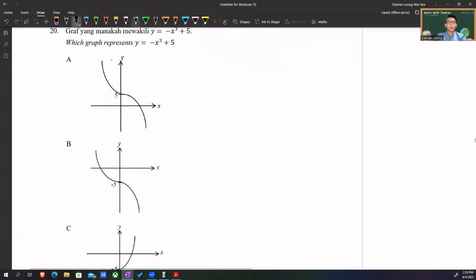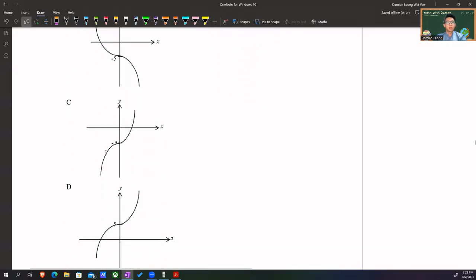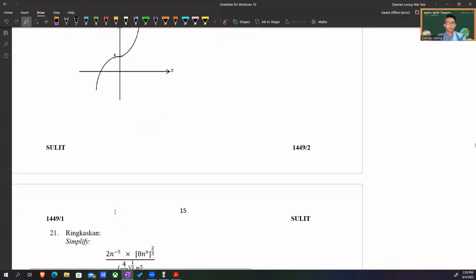Question 20. Which graph represents negative x cubed plus 5? So negative x cubed plus 5. x cubed, without the x squared and x, it will basically be like this. Yeah. When it's negative, going downwards. When it's positive, then it goes up like that. See the constant will always be the y-intercept. So y-intercept should be 5, not -5. So it must be the A. Okay, it cannot be C and D because it's not going up, it's going downwards.